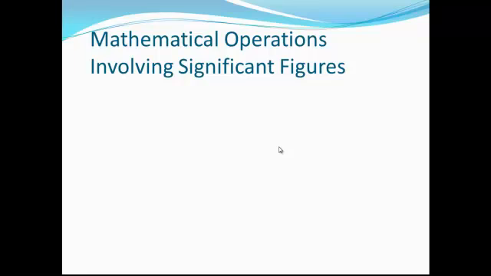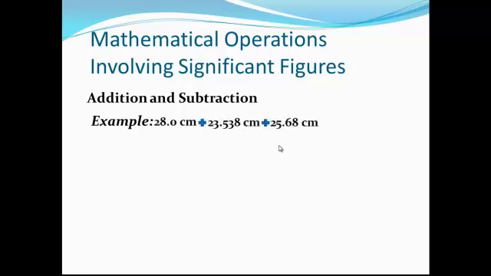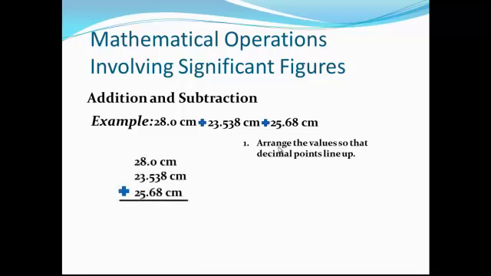So let's take a look at how it actually works. I'll give you an example: 28.0 centimeters plus 23.538 centimeters plus 25.68 centimeters. As you learned in elementary school math, you arrange the values so the decimal points line up when you add them up. Now you do the sum, or subtraction. In this case, do the sum, and it's 77.218 centimeters.